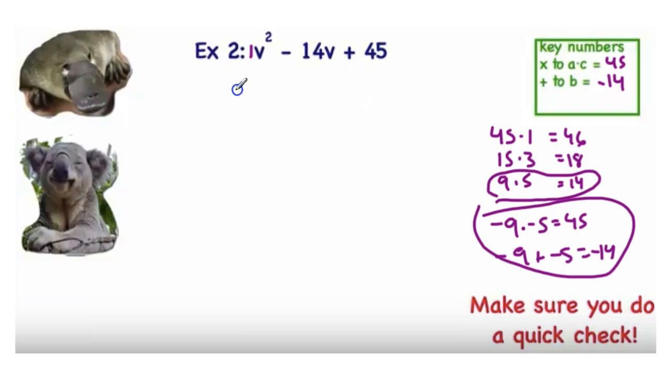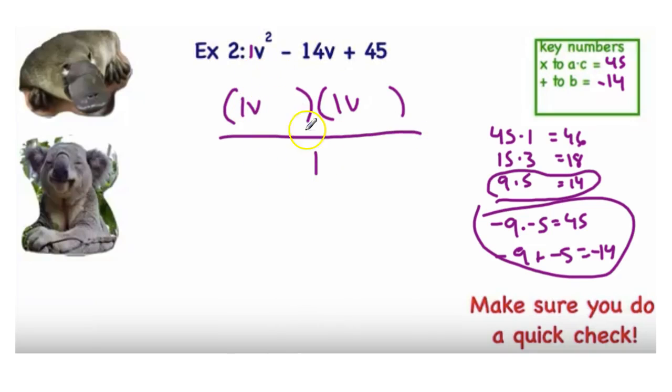So I write it out. Remember, if there's a number in front of the first variable, you put that there. So it's 1v, 1v, and we put the same number on the bottom, just like that. Then I insert it, negative 9, negative 5, negative 9, negative 5.